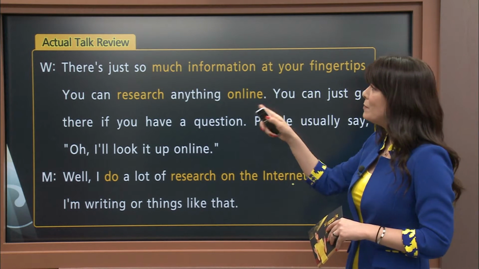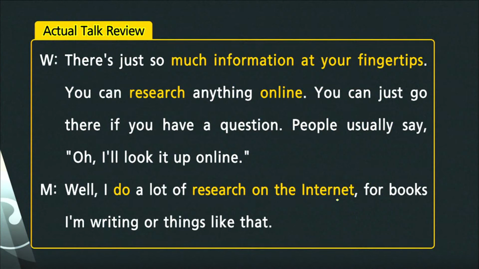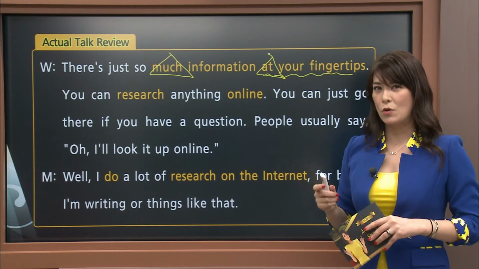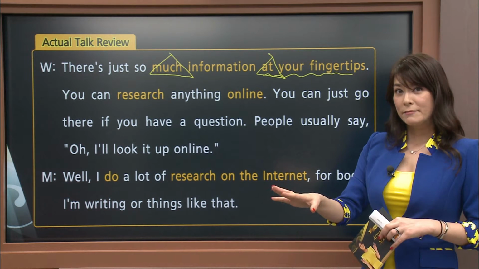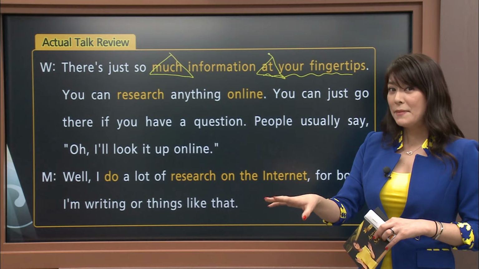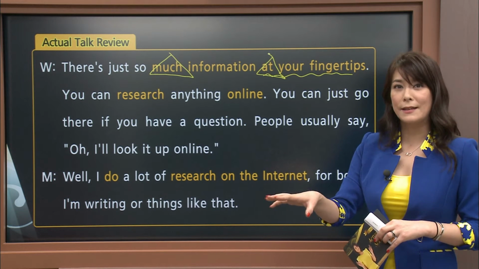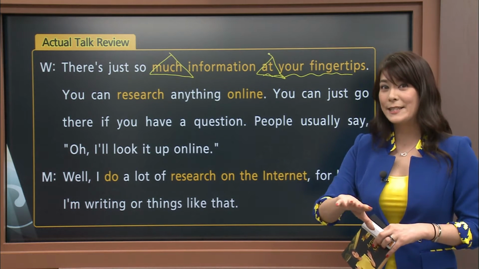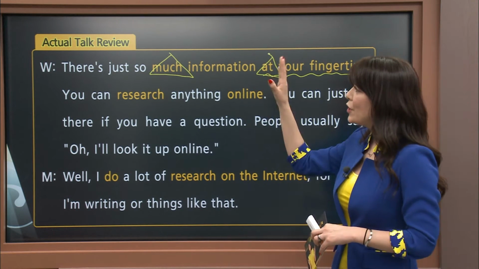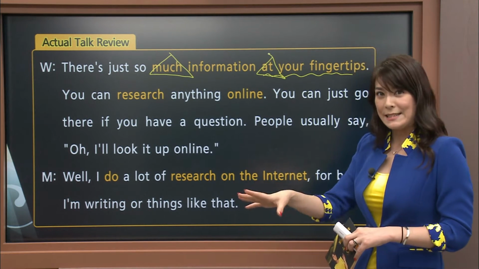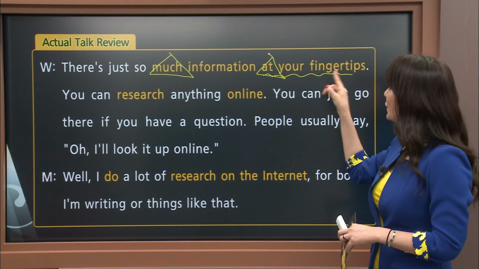Now she says, there's so much information at your fingertips. Take a look at this expression, okay? There's much information, not many. There's so much information at your fingertips. If you say that there is something at your fingertips, well, imagine. You reach out and your fingertips are right there. If something is at your fingertips, it's accessible. It's easy to reach. It's available, right? So she's saying there's so much information that you can easily get at your fingertips.